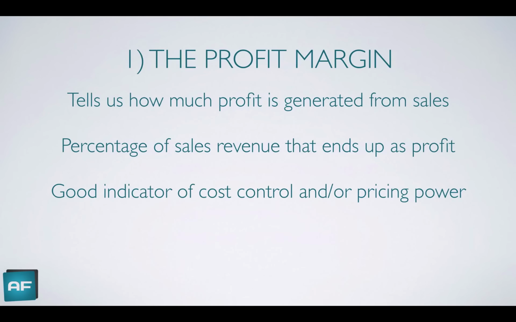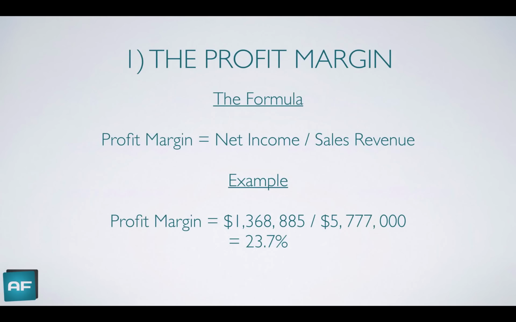Okay, so let's get cracking. The profit margin. The profit margin tells us how much profit is generated from sales. It's specifically the percentage of sales revenue that ends up on the bottom line as profit. And it's a great indicator of cost control and or pricing power of the business. Here's the formula. The profit margin is simply net income divided by sales revenue.